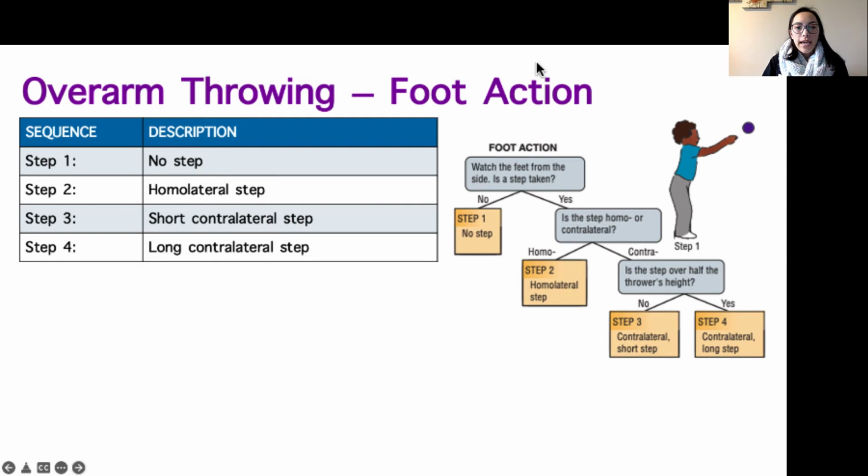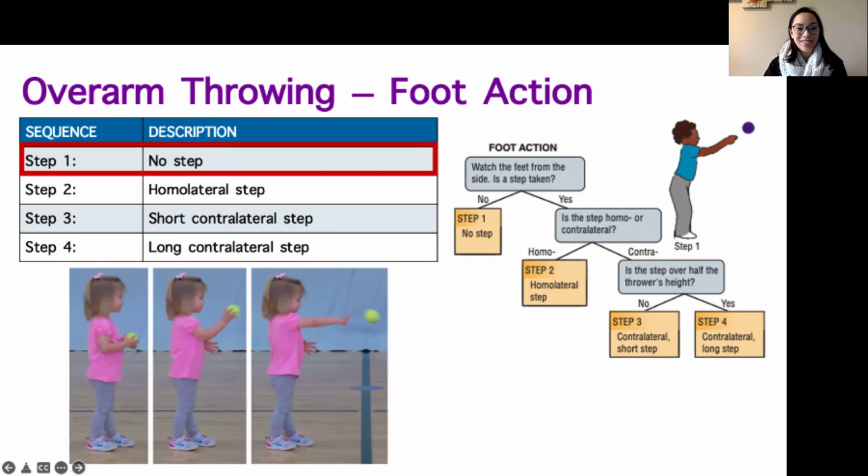Then we can look at foot action. So what are the feet doing? And similar, we've got a nice little flow chart to help us have an observational plan on what we're exactly looking for. So the first question, we usually watch the feet from the side and then just observe, is a step taken? If no, that's step 1, and we call it no step, right?